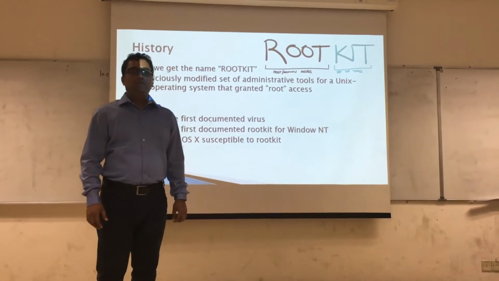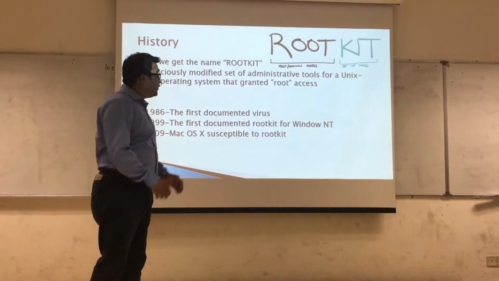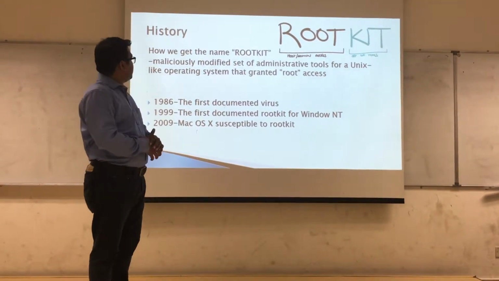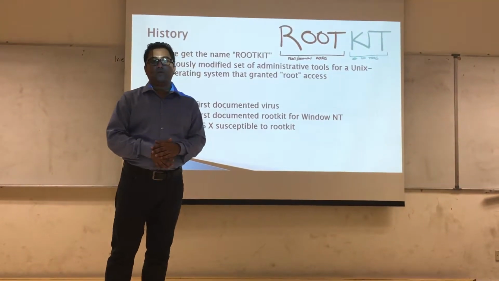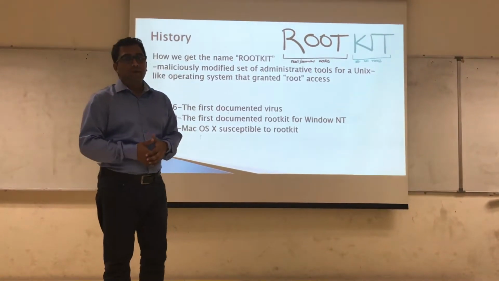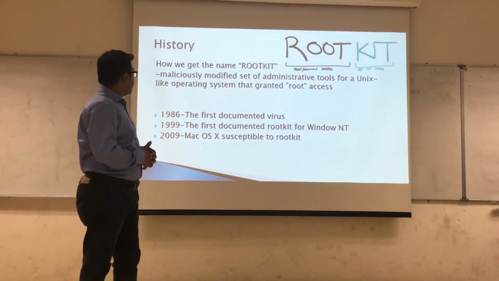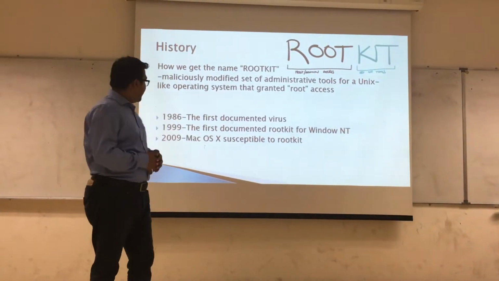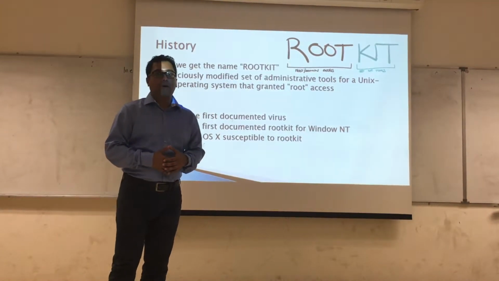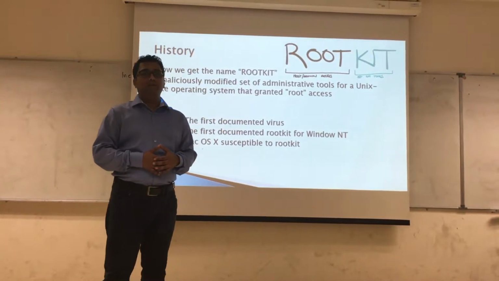Thank you, HK. Today I will present the history of rootkit, and how we got the name rootkit. Rootkit is actually a maliciously modified set of administrative tools for Unix-like operating systems which guards the access of root. Rootkit was first documented in 1986, and in 1999 the rootkit was first documented for Windows NT. And for Mac OS X, it was discovered in 2009.